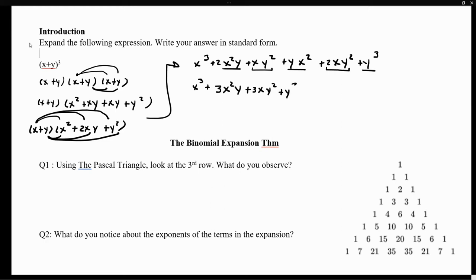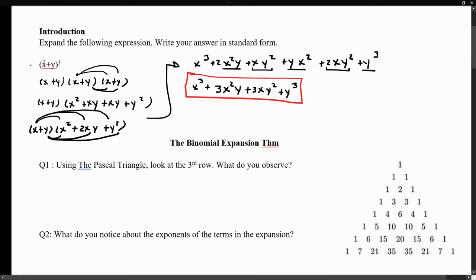So let's just bring this down. There's nothing else that we can do to this expression. So let's just box it and call it my standard form. So this is the standard form of the distribution of x plus y all to the third exponent. And let's try to analyze how this is related to the binomial expansion theorem.